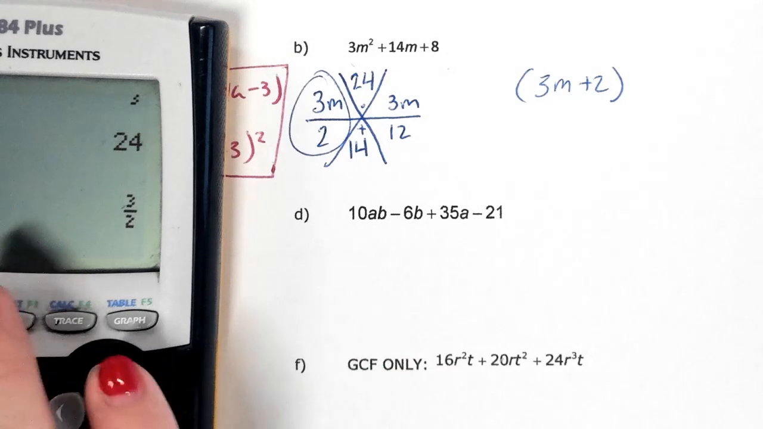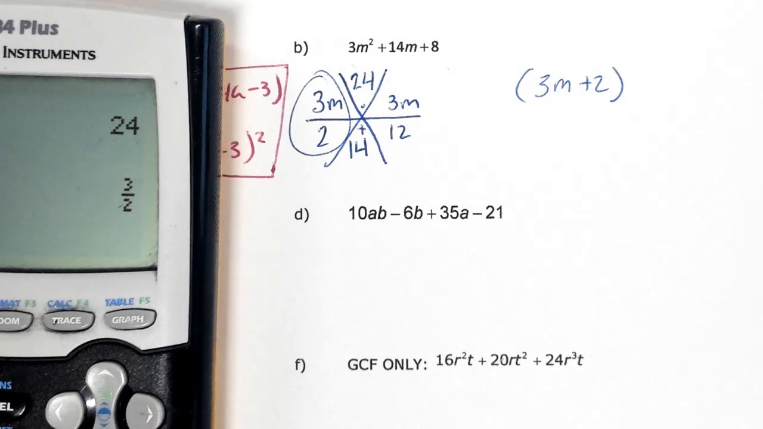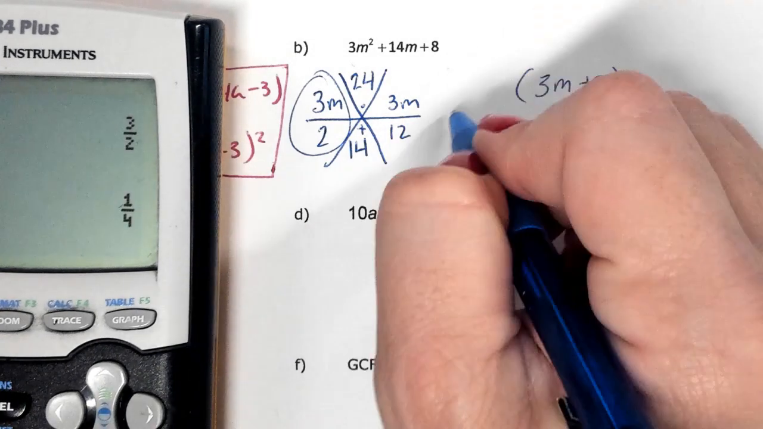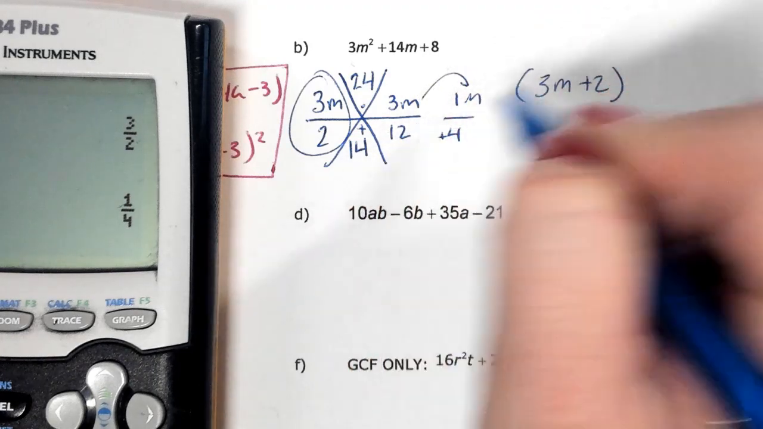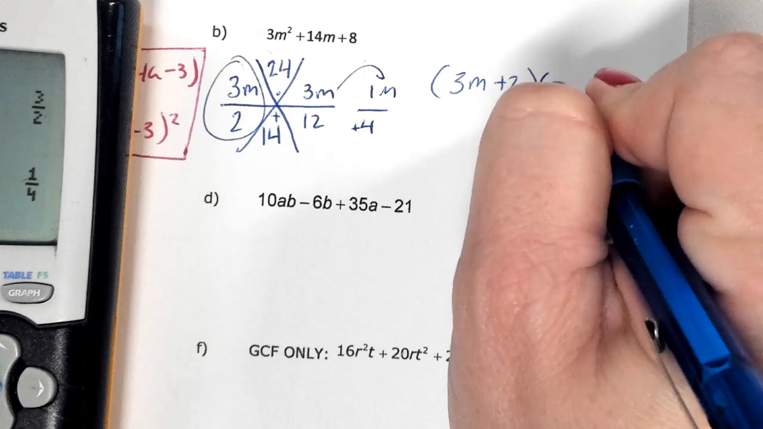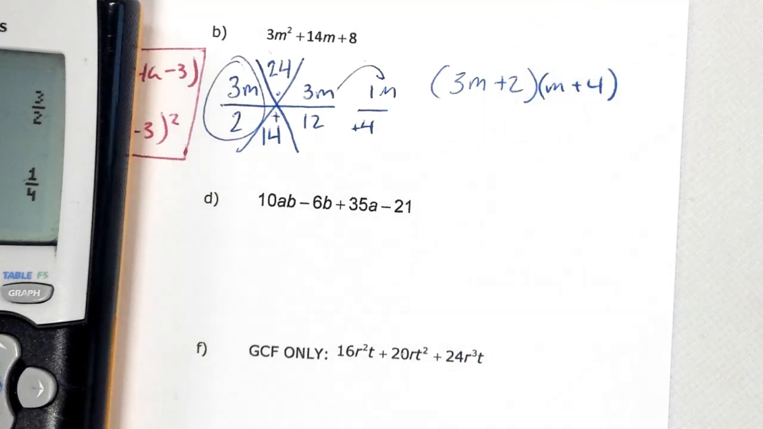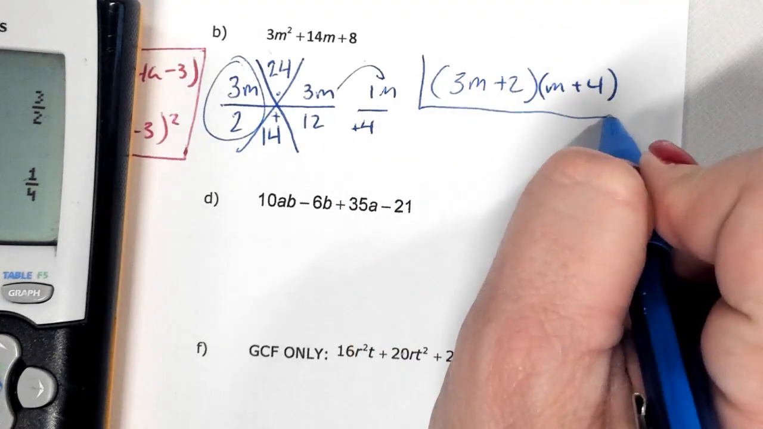And then 3 over 12 does simplify to 1 over 4. Carry over my m, and that's positive. So this just becomes m plus 4. If you put the 1, that's fine. And there's your answer.